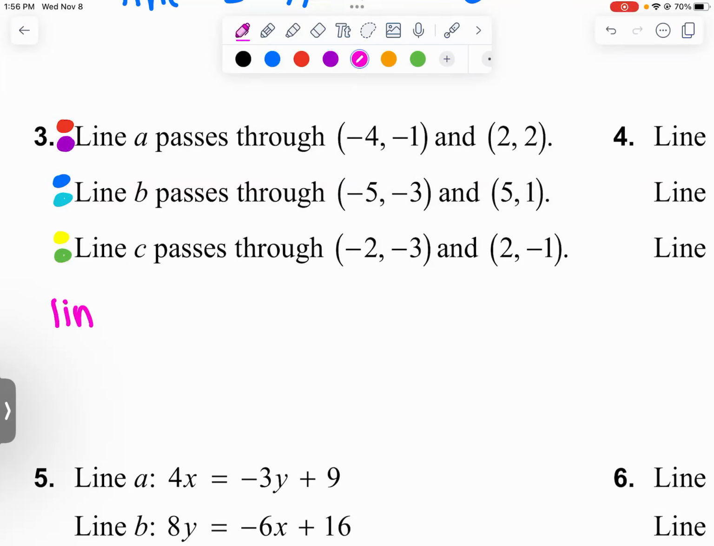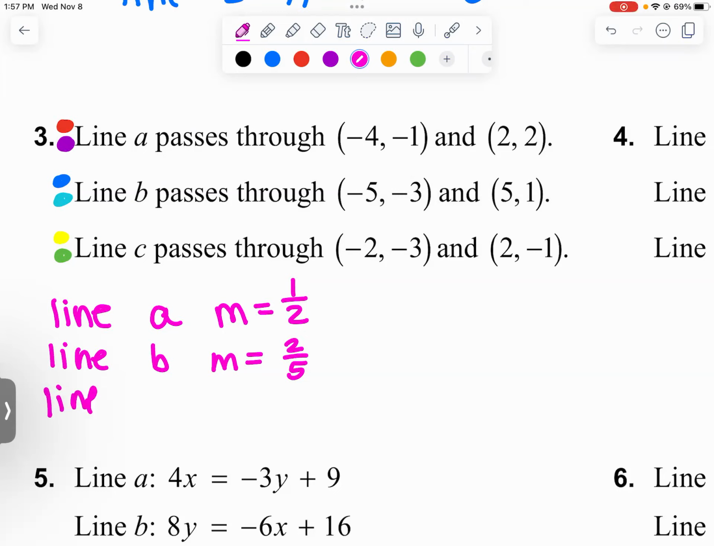All right, line A. What is our slope? 1/2. Purple table, do you agree? 1/2? Okay. Make sure everybody writes down that line A has slope of 1/2. Okay. Teal and blue table, what about line B? Do you agree with that? Blue table? 2/5? Okay. Yellow and green, what about line C?